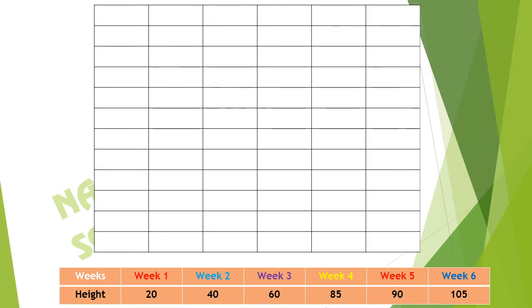From this data we have to draw the line graph. At the bottom of this graph, you will see that there is the x-axis and it shows the time period that is being compared, or it can be things that are being compared, but here it shows the time period of 6 weeks.